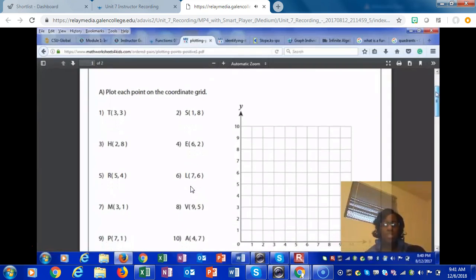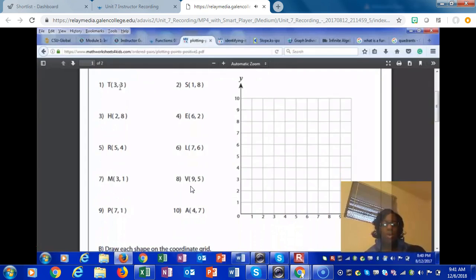All right, plotting points. Let's talk about it. For number 1, where is 3, 3? Starting at the origin, at 0, we go over to 3 because 3 is positive. So we go over to 3 and we go up to 3. And we make a little dot right here. Okay. Number 2 is 1, 8. Starting at 0, here's 1, and 8 is all the way up here. 1, 8. Okay. Number 3 is 2, 8. Starting at 0, go over to 2. Go up to 8. That's 2, 8.